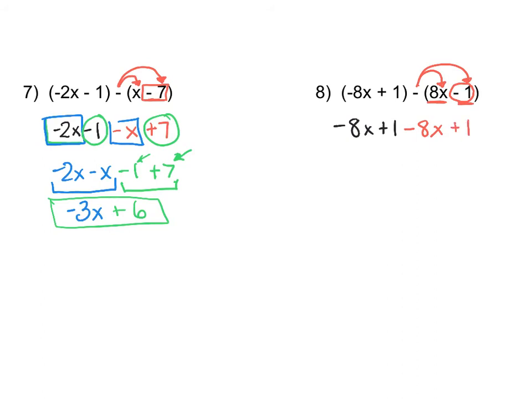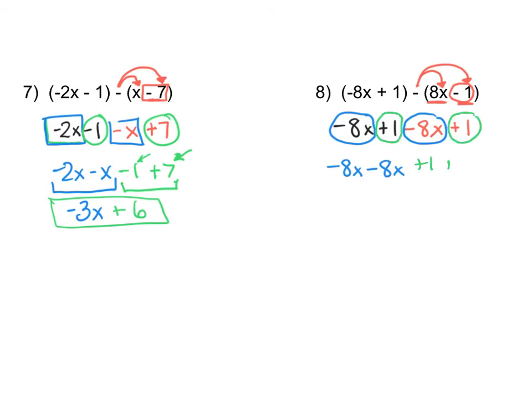Now I can combine like terms. I have a negative 8x and a negative 8x. So I'm looking for the same terms. These both have x's in them. Now I'm going to find my constants.